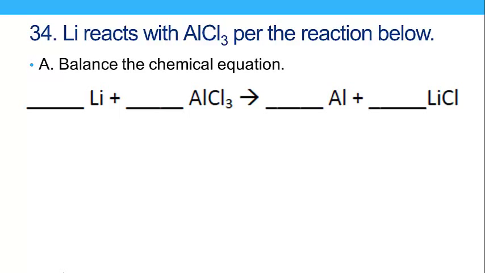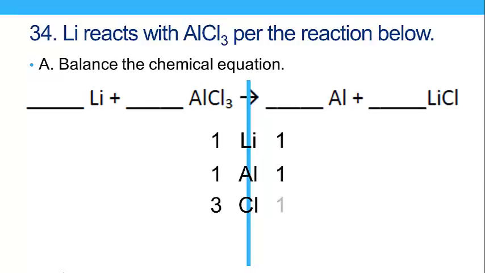So lithium reacts with aluminum chloride per the reaction below. Let's balance the chemical equation. So let's start by taking inventory. I've got lithium, aluminum, and chloride. So I've got 1, 1, and 3. And on the other side, I've got 1 of each.